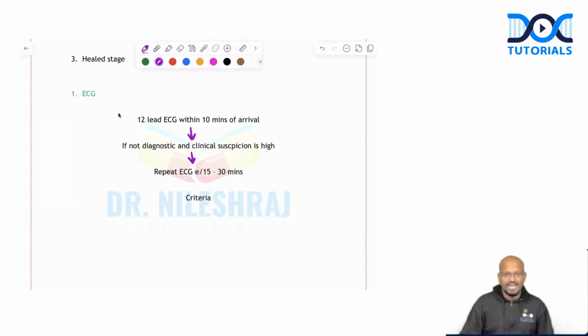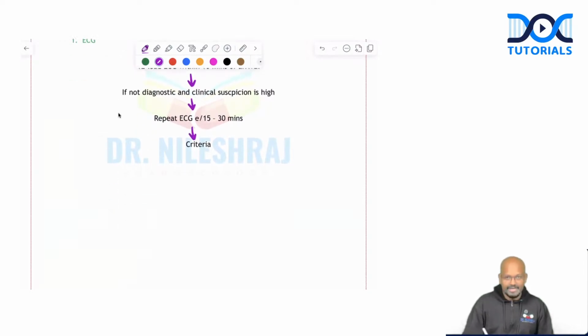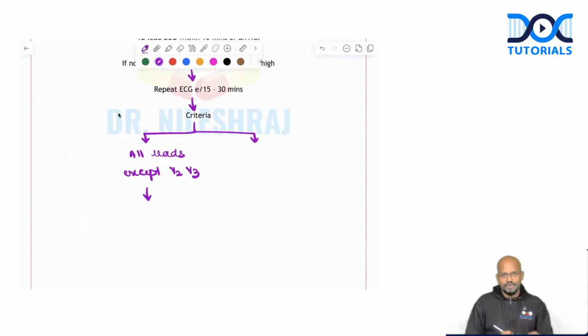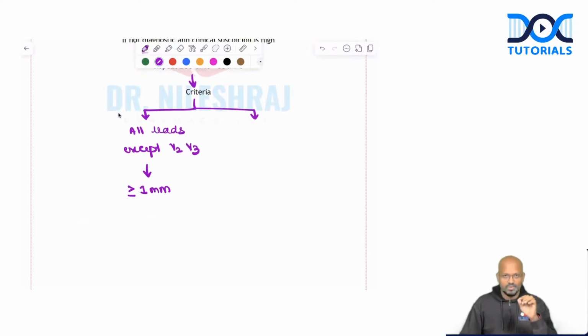Right? So you have to repeat the ECG every 15 to 30 minutes. The patient should be observed for it. And we have to come up with the criteria. What exactly is the criteria to diagnose an ST segment elevation myocardial infarction? Two major concepts, guys. We have to look into the leads. In all the leads except V2 to V3, if there is an elevation in the ST segment of more than or equal to 1 millimeter, we can diagnose the patient as STEMI. That's the first category of how to diagnose the patient with STEMI. This number is important. What about V2 to V3?